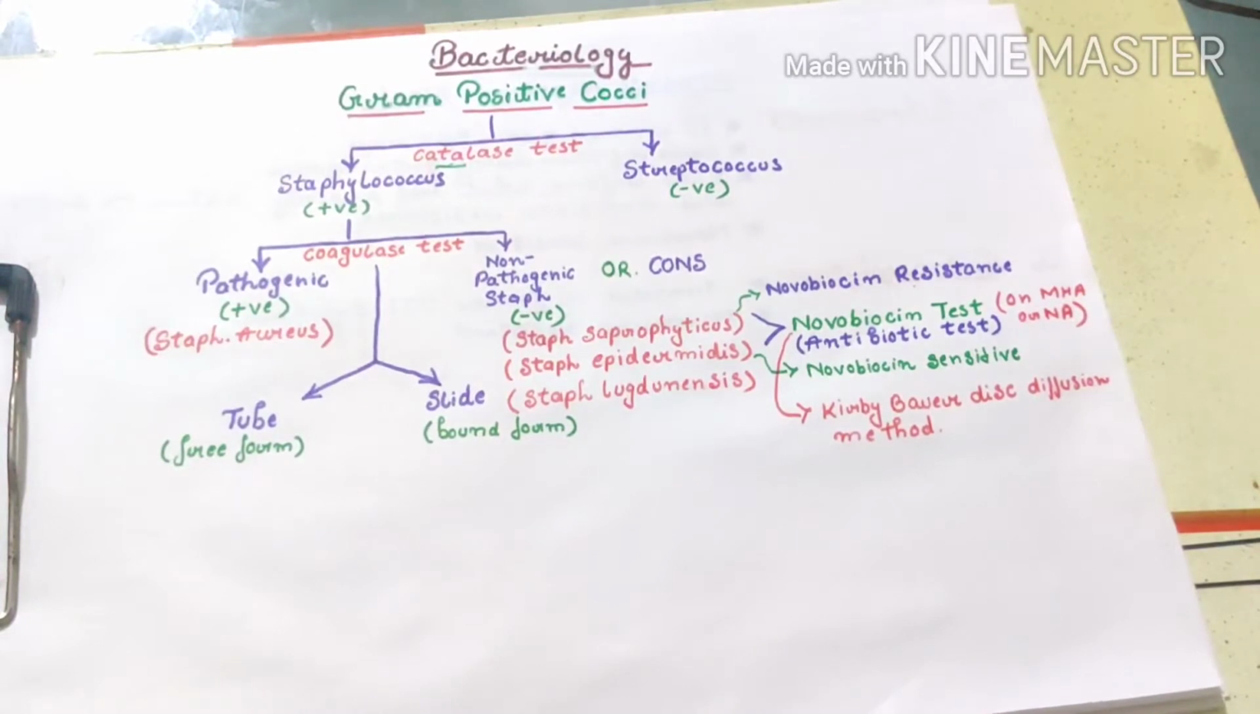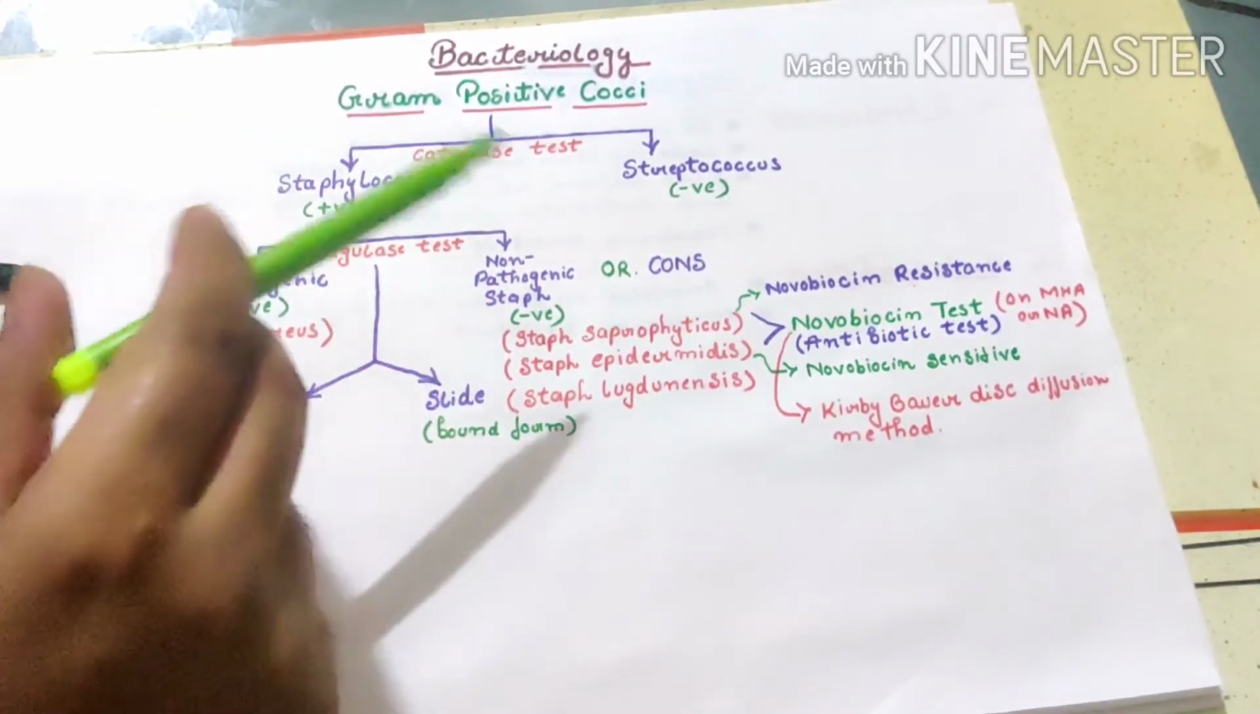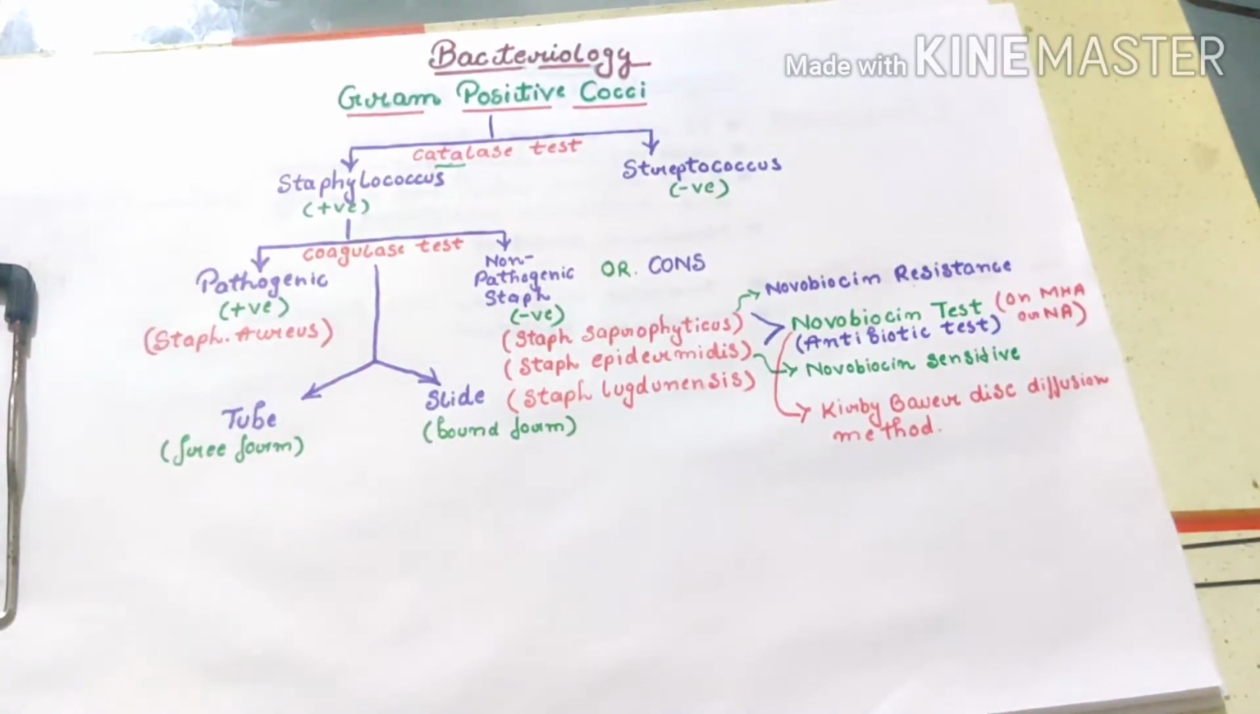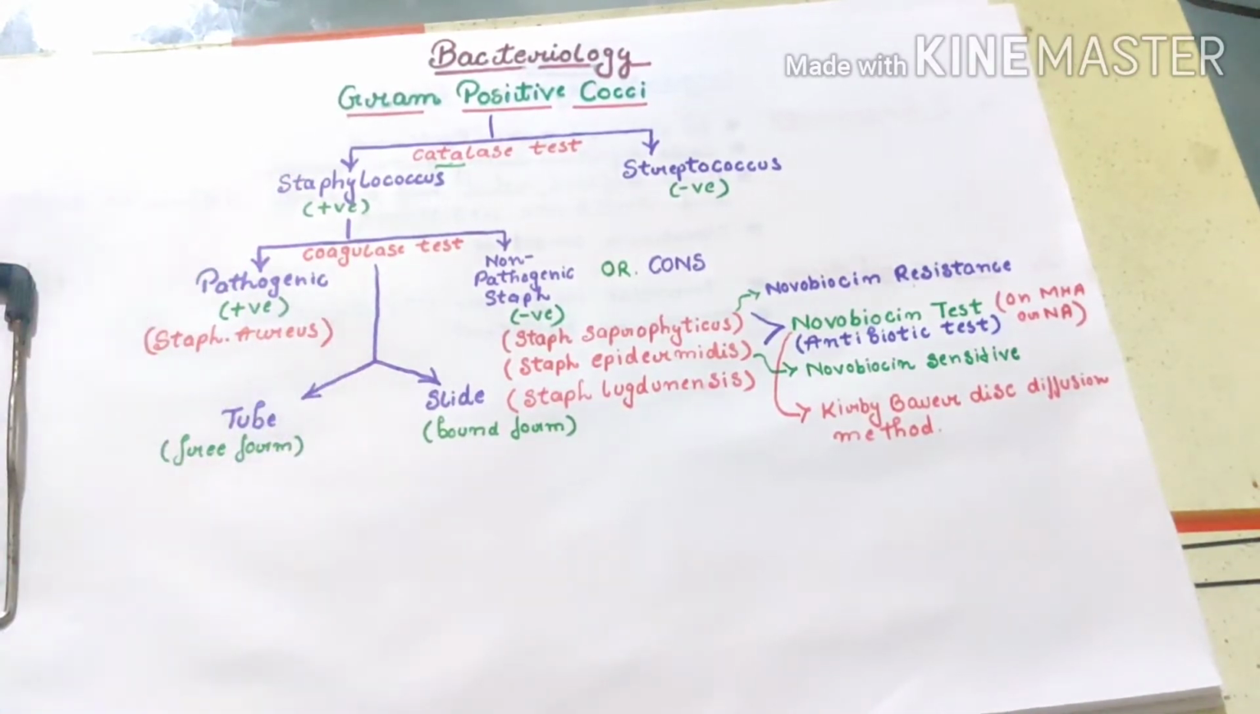In this video we will talk about gram positive cocci. Today we start bacteriology and this is our first topic, gram positive cocci. Gram positive cocci is divided into two parts, Staphylococcus and Streptococcus. To differentiate between these two, we will perform a catalase test. On the basis of this, we will differentiate whether any particular infection is due to Staphylococcus or Streptococcus. Staphylococcus is catalase positive, and Streptococcus is catalase negative.